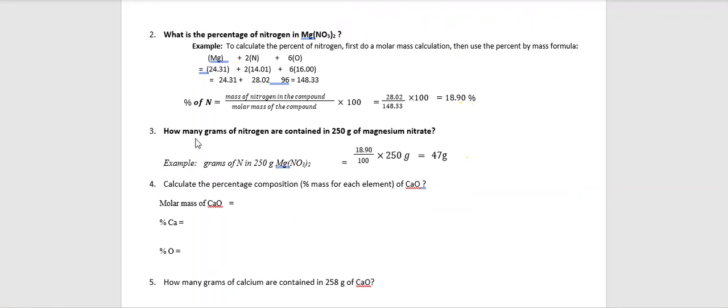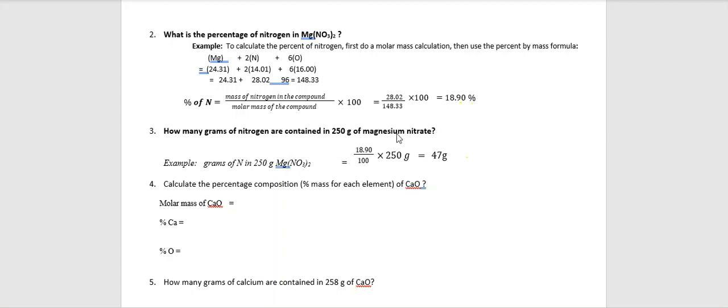So this problem, number 3, is a continuation of number 2. We figured out that the percent nitrogen was 18.9%. And it says, how many grams of nitrogen are in 250 grams of magnesium nitrate?